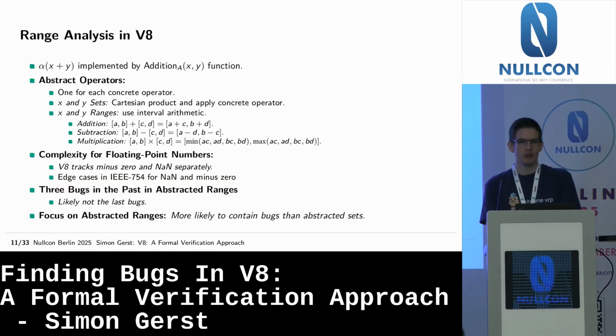And why am I even looking at this? I'm looking at this because there were 3 bugs in the past in abstract ranges. I found one of those bugs myself using manual code review. And every good security researcher knows if there has been a bug in the past, there's probably another bug, as we've just recently seen. And I focus on abstract ranges because they are more complex than abstract sets.